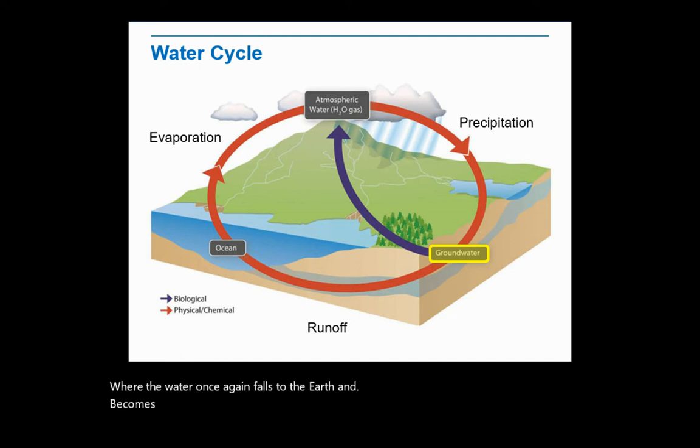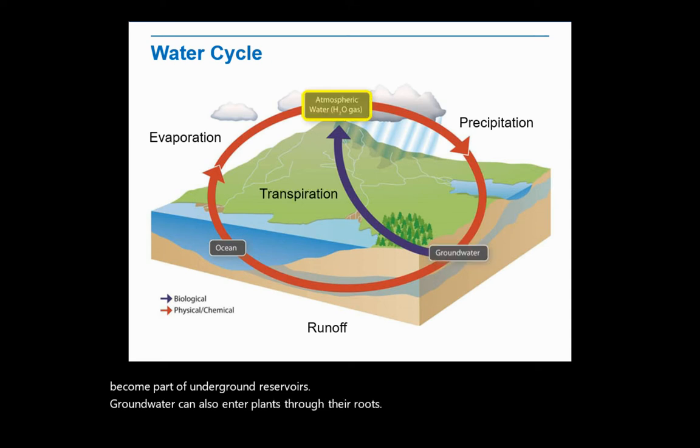groundwater. Some groundwater penetrates deeply enough into the ground to become part of underground reservoirs. Groundwater can also enter plants through their roots. Plants actually lose water through their leaves in a process called transpiration that returns water to the atmosphere.